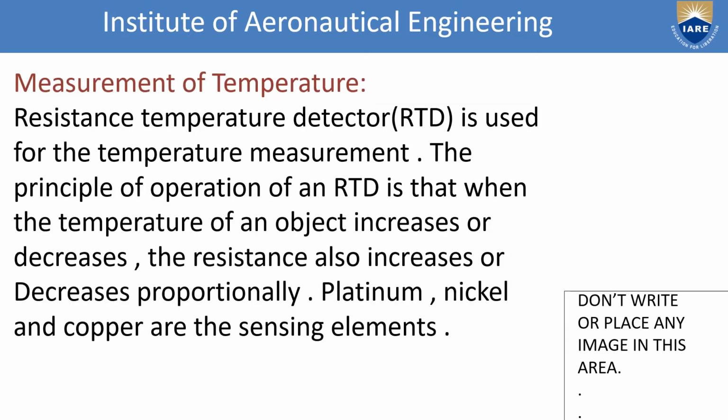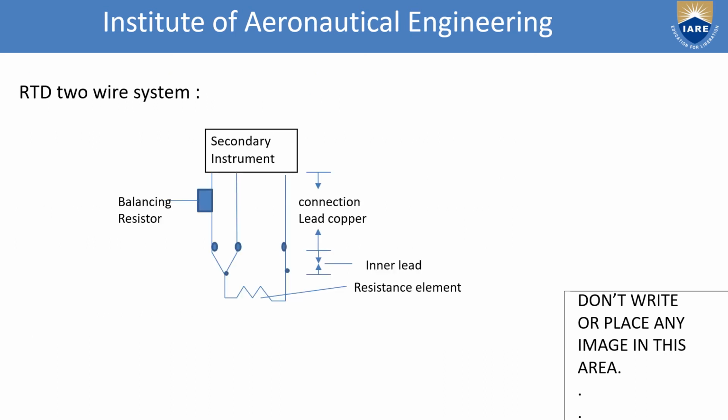Measurement of temperature. Resistance temperature detector, or RTD, is used for temperature measurement. The principle of operation of an RTD is that when the temperature of an object increases or decreases, the resistance also increases or decreases proportionally. Platinum, nickel, and copper are the sensing elements. This is the following diagram of the RTD two-wire system.